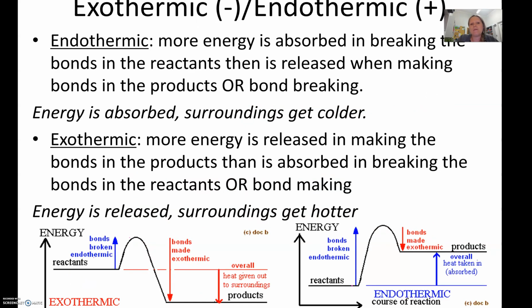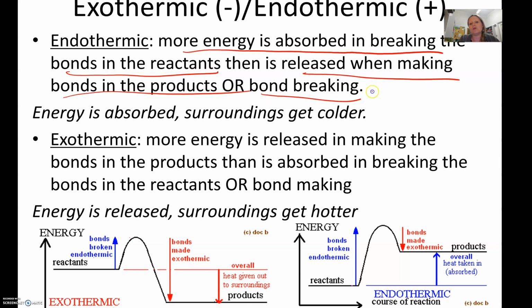So just a recap of what exothermic and endothermic reactions are. In endothermic reactions, more energy is absorbed breaking the bonds in the reactants than is released when making the bonds in the products, or alternatively it's bond breaking, and surroundings get colder.